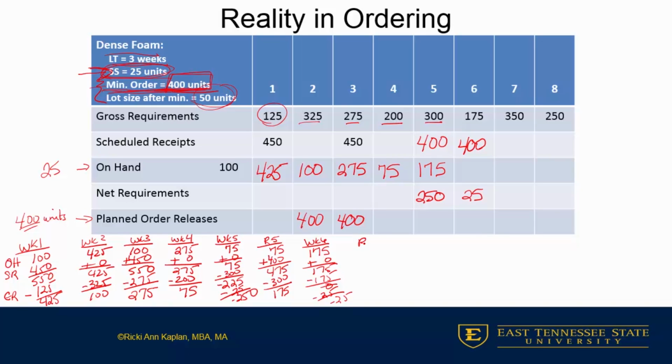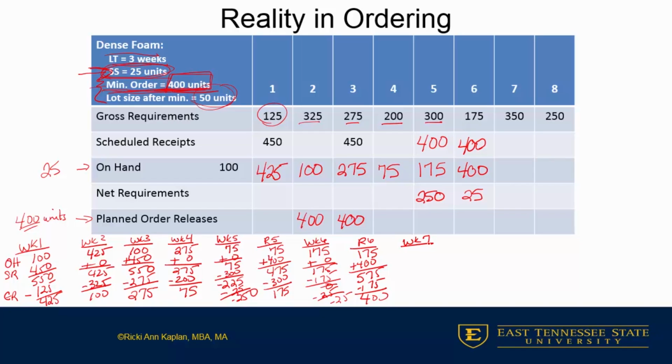So if I go to redo my week 6, I have 175 units on hand at the end of week 5. I now have a scheduled receipt of 400 units, which is going to give me 575 units. I plan on using my gross requirements, 175, which leaves me 400 units left over at the end of week 6. It satisfies my safety stock. We're good to go.